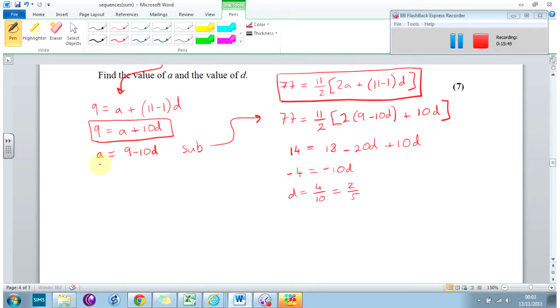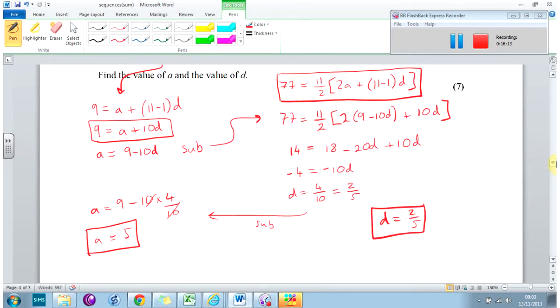Now, if that's d, 2 fifths, then I can now find a, and I can do that using this formula here that I rearranged for. So now I'm substituting back over here. So a equals 9 minus 10 times, and I'm going to go for the 4 tenths for obvious reasons because they cancel, which means that a equals 5. And I've got my two solutions now, a equals 5 and d is equal to 2 fifths.